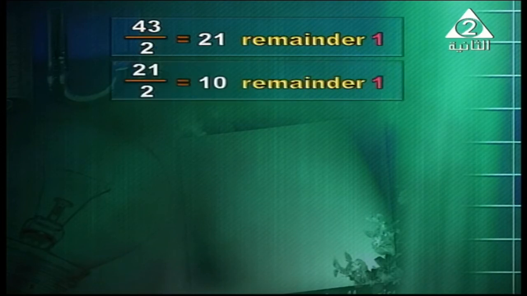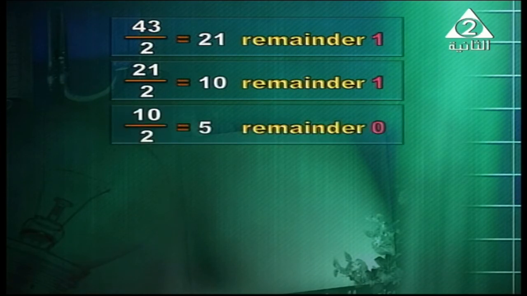And we'll do the same with the 21. When divided by 2, it will give 10. 2 times 10 is 20, 21 minus 20 is 1, we've got 1 remainder. 10 divided by 2 will give 5. 2 times 5 is equal to 10, so we don't have anything left. Remainder equals 0.